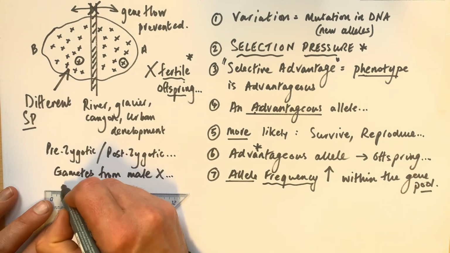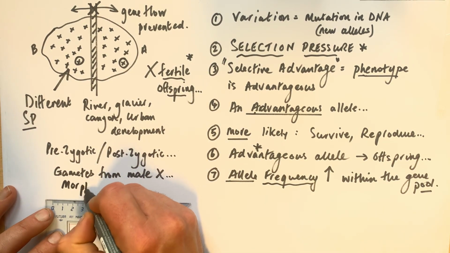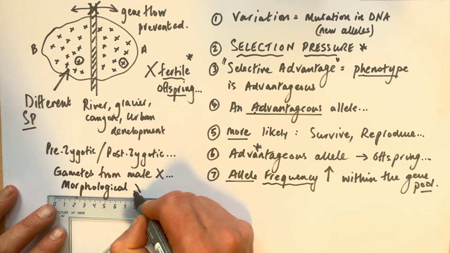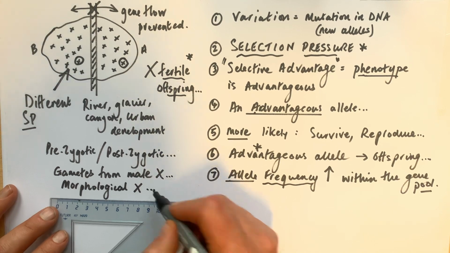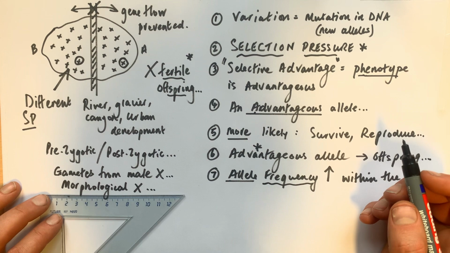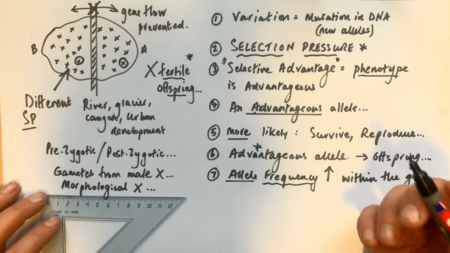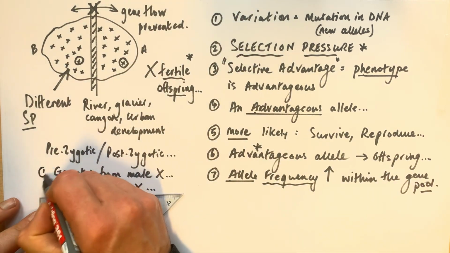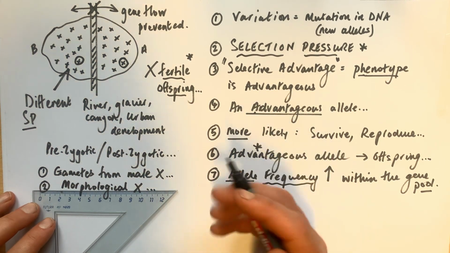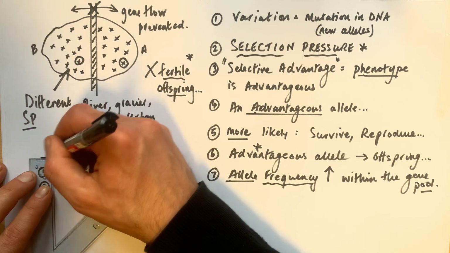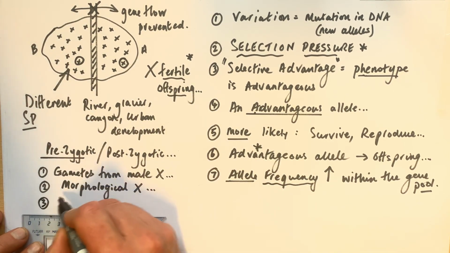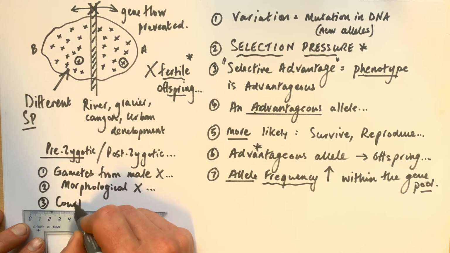It could be morphological. So it could be that the reproductive organs are simply not compatible anymore. So mechanically they don't match together, they're not compatible, so therefore they can't reproduce. So these two ideas here, that the gametes are not compatible and anatomically they're not compatible, would be pre-zygotic. Now, one more example of pre-zygotic would be courtship behaviours differ.